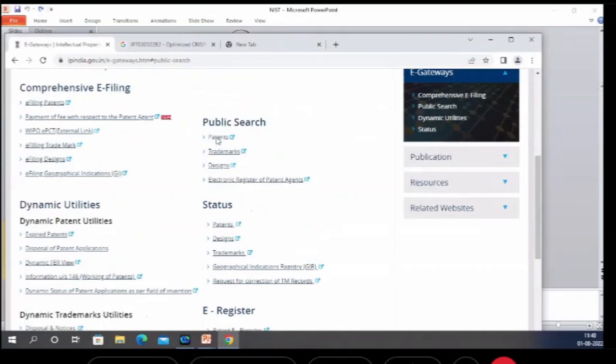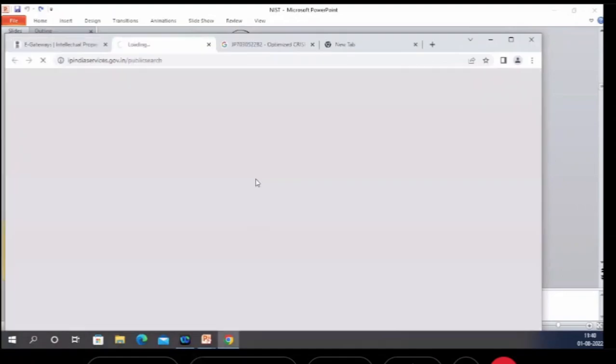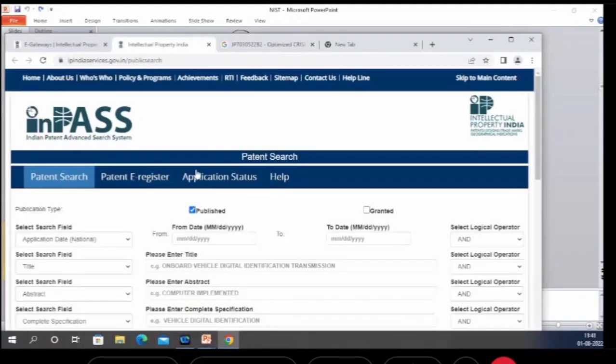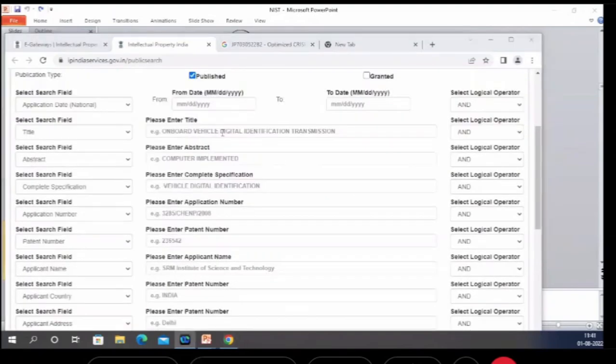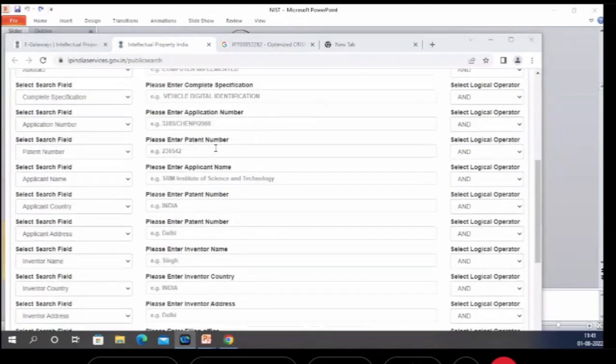Just go to Patents. You will be redirected to an external website where you will find InPASS, the Indian Patent Advanced Search System. This is the database of the Indian Patent Office. You type whatever you want to search here. For example, I will type ICAR and let's see what comes up.